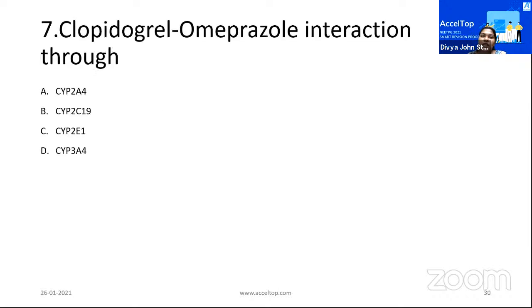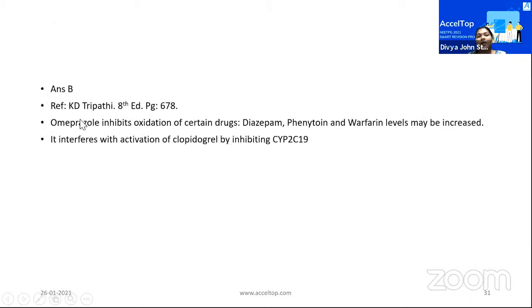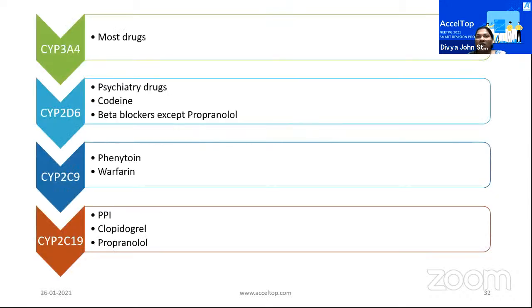So the site of interaction between clopidogrel and omeprazole is CYP2C19. Now a bird's eye view about the cytochrome enzymes of clinical importance that could potentially be asked. CYP3A4 metabolizes most of the drugs, about 90 to 95%. You have family 3, subfamily A, and 4 is the gene which codes this enzyme. So CYP3A4.